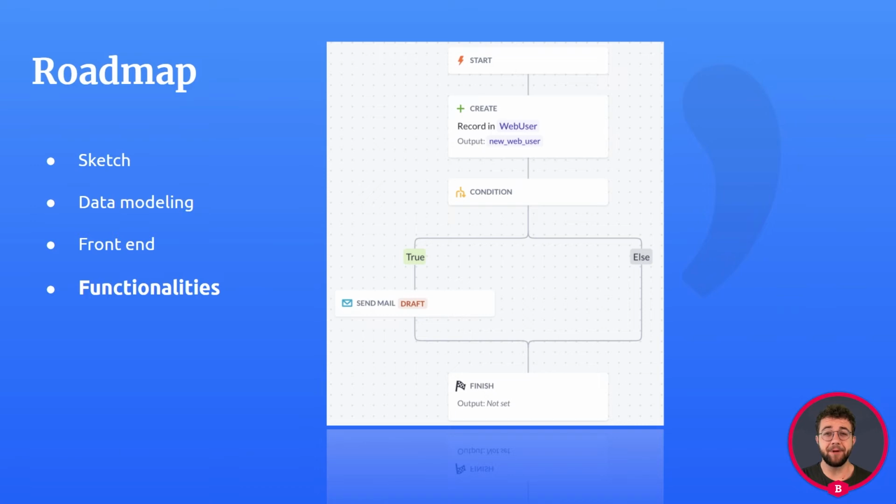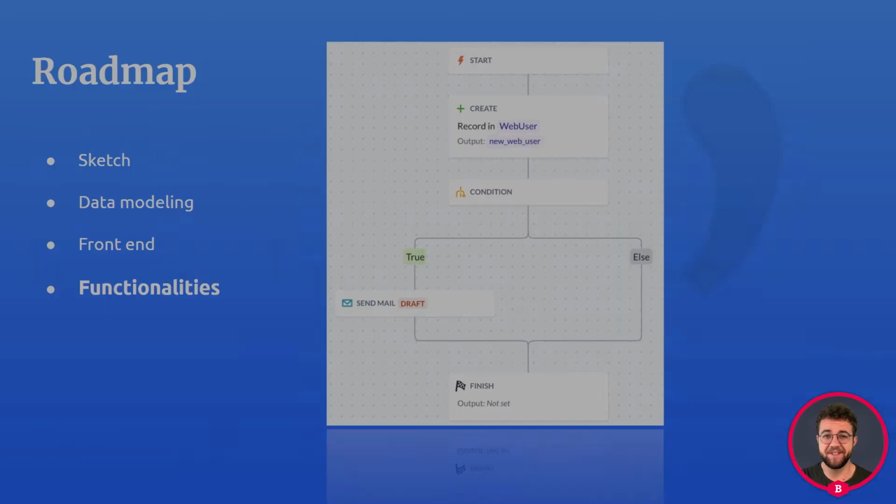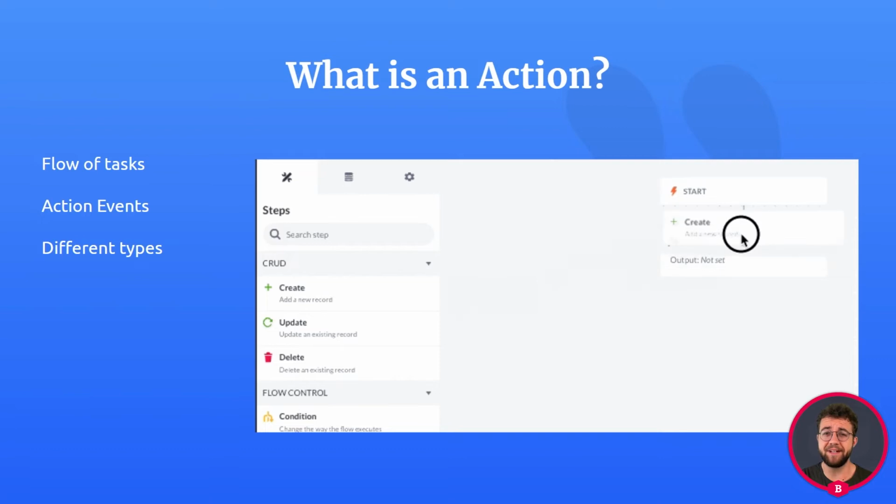After setting up your data model and a part of your front end, you might like to create more functionalities. Or even better, let things go automatically. And we can do this using actions. Actions can do just about anything you want in your app.